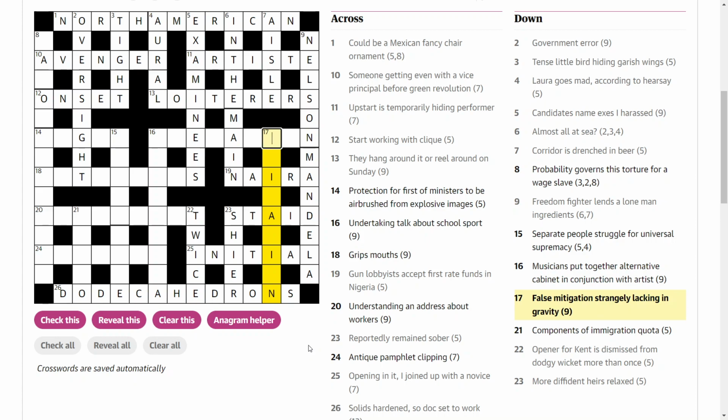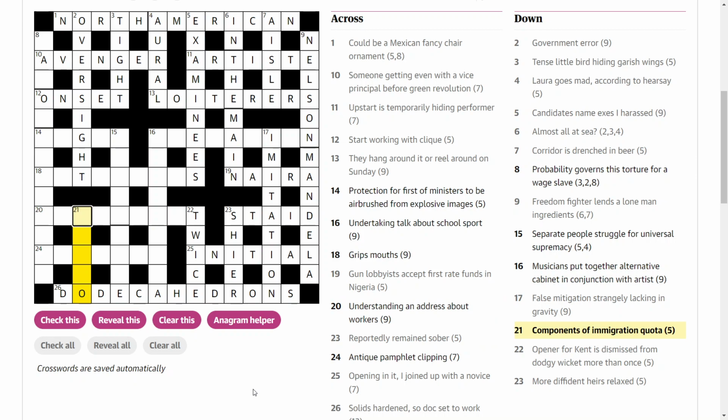What is it? Imitation. Mitigation, imitation, which is almost the same, aren't they? Should have got that. Imitation. Okay, good. So back to this problem corner of the grid.